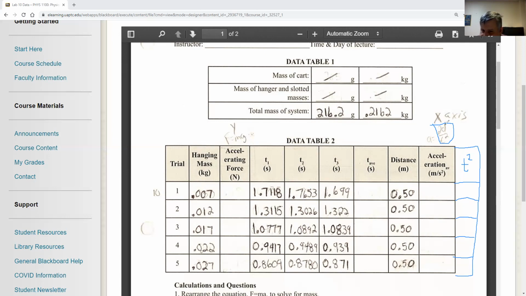2d is 2 times the distance. So here are your distances. You're going to need to multiply each of them by 2. Well, they're all 0.5. And 2 times 0.5 is 1. That means for this column right here, you're going to take 1 and divide it by your t squares. I'll give you an example of how to do that in just a moment.